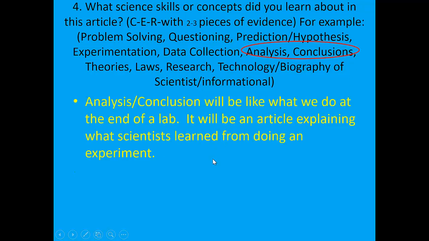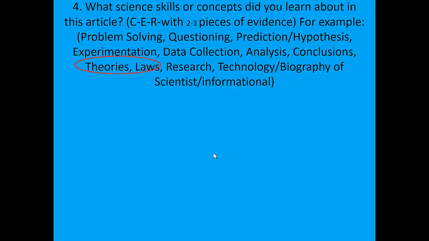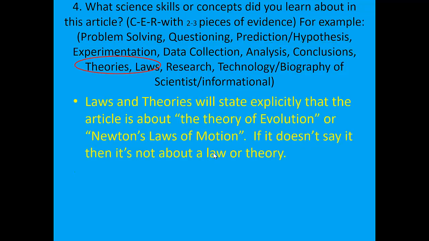Analysis and conclusion will be a lot like what we do at the end of a lab. It'll be an article explaining what scientists learned from doing an experiment. Theories and laws. Theories and laws will state explicitly, that means it will very specifically say that this article is about a theory, for instance, the theory of evolution, or it will say something about Newton's laws of motion or the law of gravity. It will specifically say that.